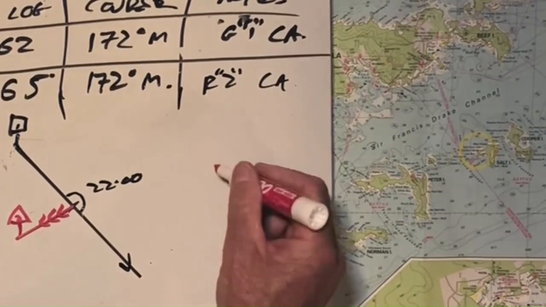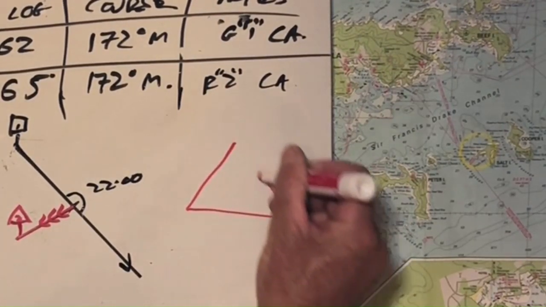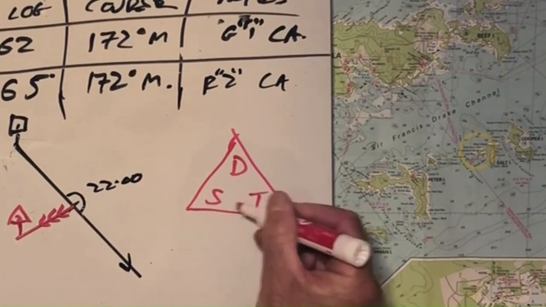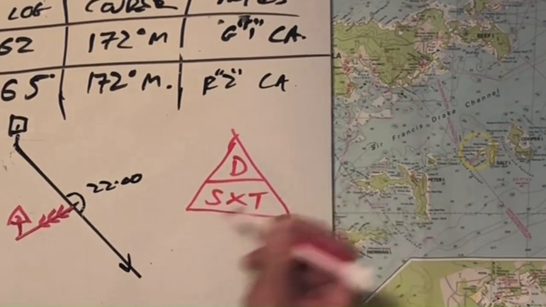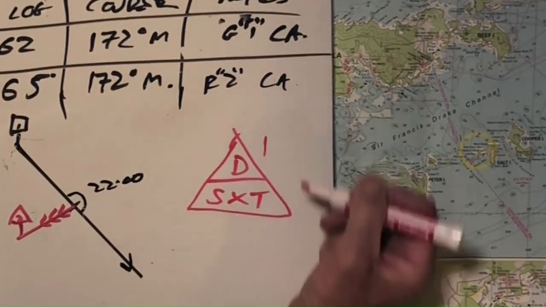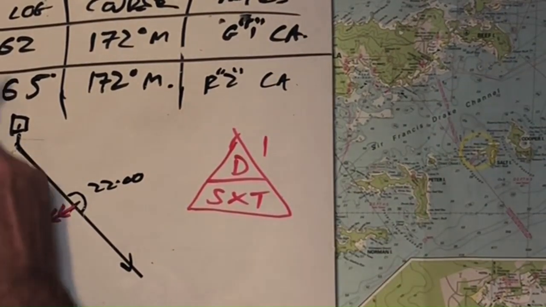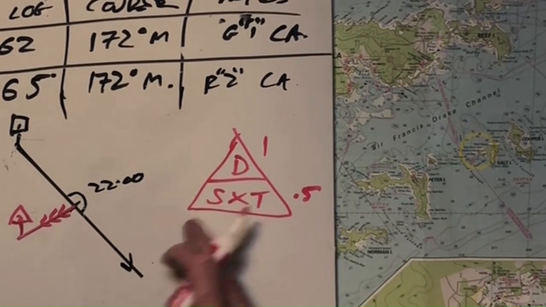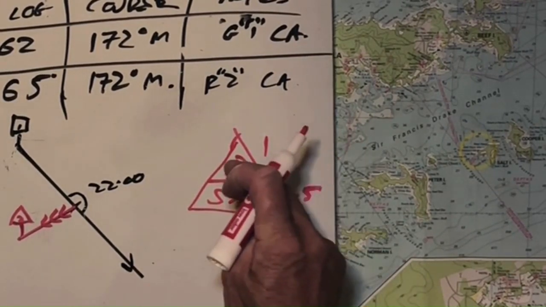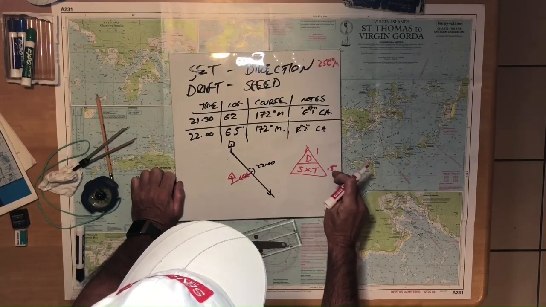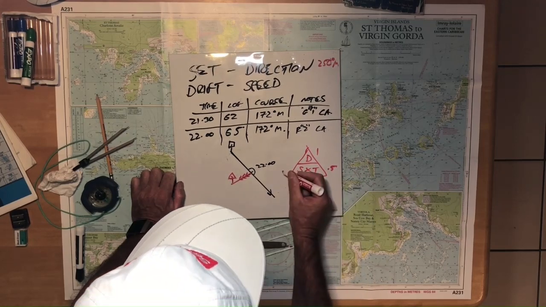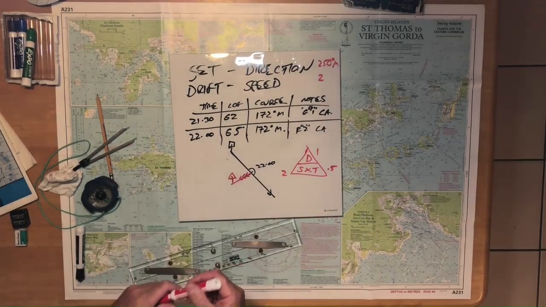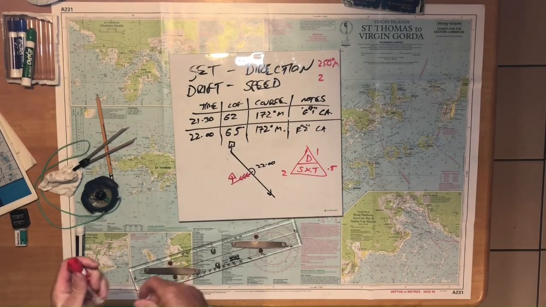So now I go to my D street again, distance equals 1, time equals 0.5 of an hour, 30 minutes. So speed is distance divided by time, so 1 divided by 0.5 is 2. So now I know that the speed of my current, the drift of my current is 2.